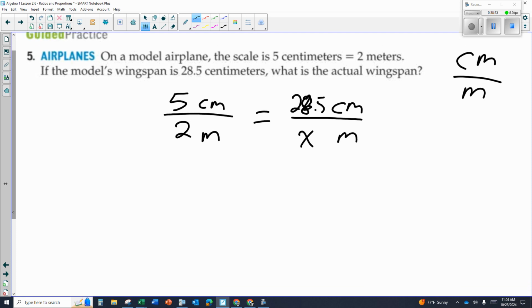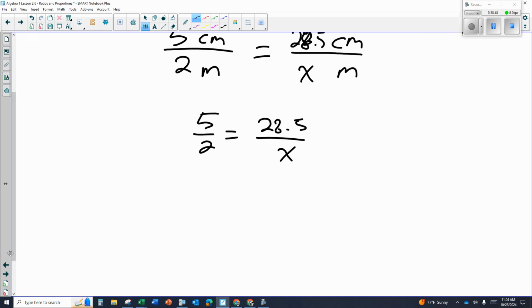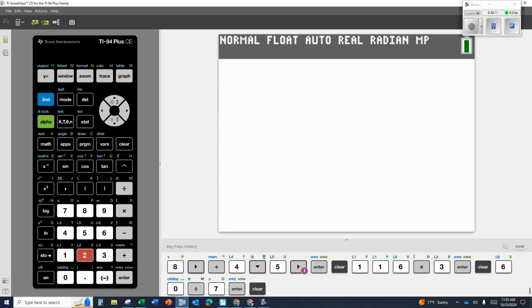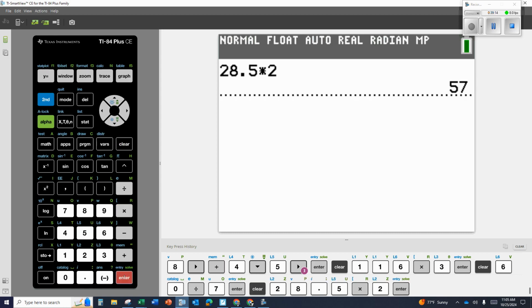So we're going to set up the numbers as a proportion, where one ratio, 5 over 2, is equal to another ratio, 28.5 over x. So cross multiply, the cross products, we've got 5 times x is equal to 2 times 28.5. And so if we look, well, 5 times x just gives us 5x. And 28.5 times 2 gives us 57. So let's look at our calculator. 28.5 times 2, there's your 57.